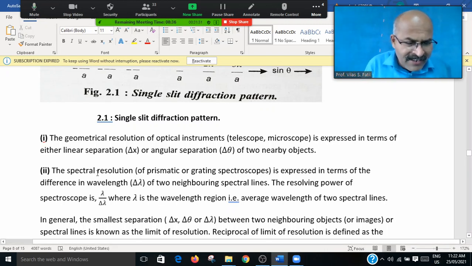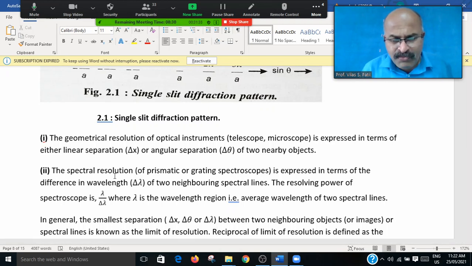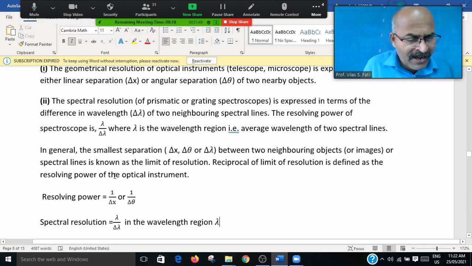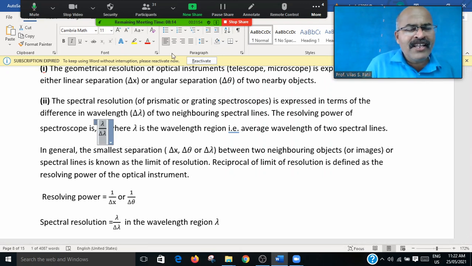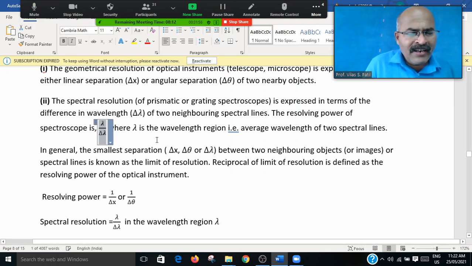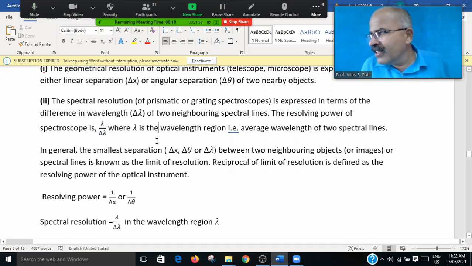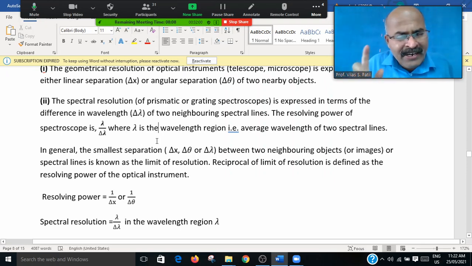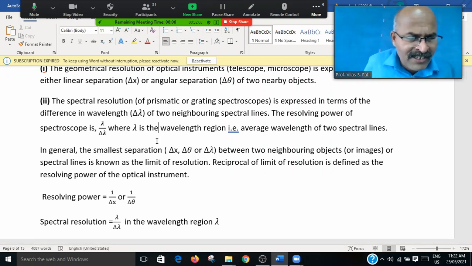Again, the second is the spectral resolution. The spectral resolution of a prism or grating spectroscope is expressed in terms of the difference of wavelength, that is, delta lambda of the two neighboring spectral lines, and the resolving power of the spectroscope is the original wavelength, friends. It is the original wavelength divided by the change in wavelength, that is, lambda divided by delta lambda is the resolving power of that spectroscope.